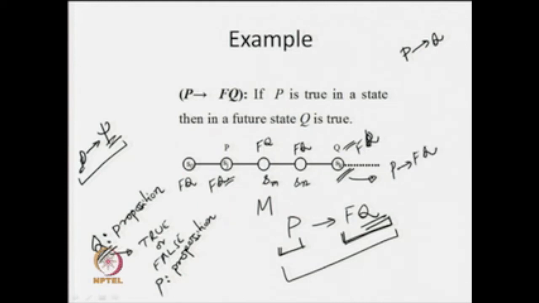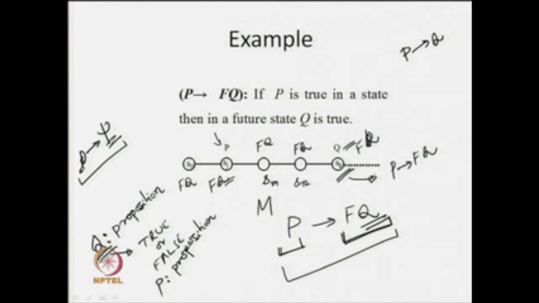So, in the similar reasoning I can say that in S n, S m and S 0, P implies F q is true. Now, what about S j? P implies F q, again it will be true in this particular state, because now P is true. If P is true then Q is true, then we are going to say that P implies Q is true in that particular state. So, basically in this state S j also P implies F q is true. That means, in this particular model we have seen that in all the states P implies F q is true.